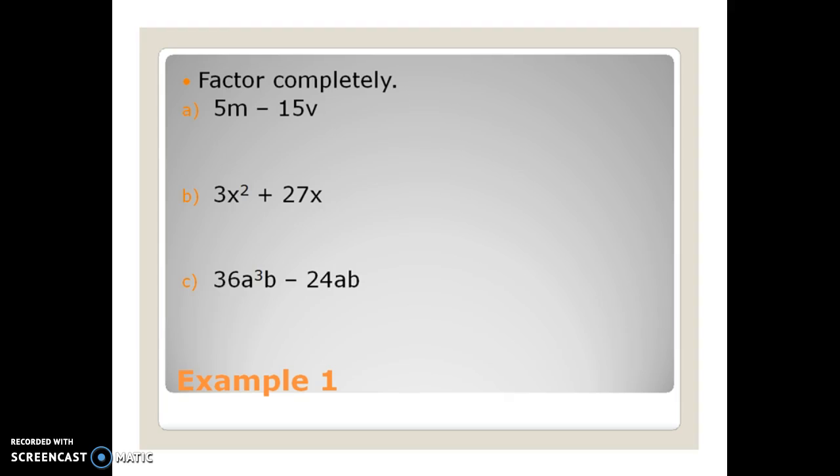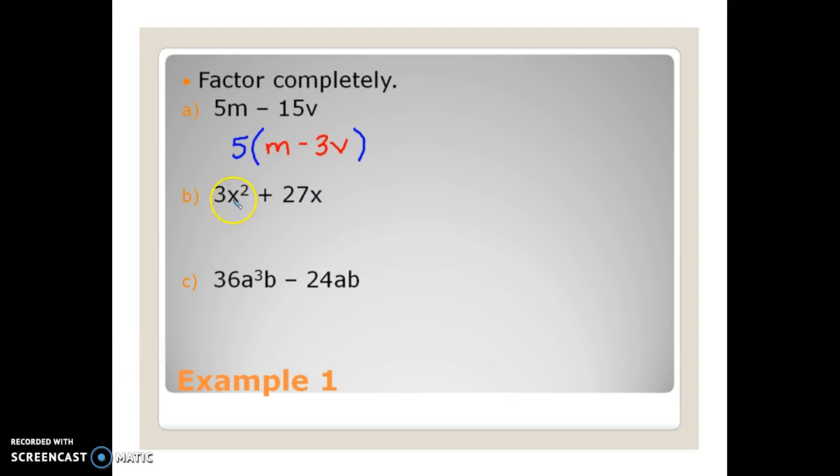So I want to factor these. For the first one, 5m and 15v. All right, start with the smallest one. 5 goes into 15, so 5 is going to be part of my GCF. This one has an m, this one has a v, so there's nothing in common. So 5 is the only thing I take out. Then I divide. 5m divided by 5 is just m, and negative 15v divided by 5 is negative 3v.